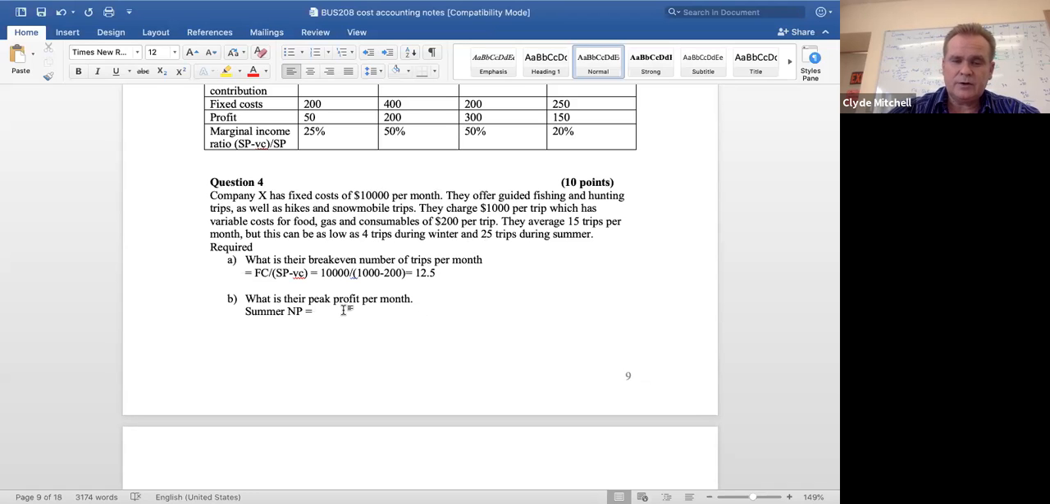What would their peak profit be? Well, let's remember our equation. We are dealing with selling price minus variable costs, multiplied by the trips, minus the fixed costs. So in the summer, we have $1,000 for revenue, $200 variable costs. We're dealing with up to 25 trips, and our fixed costs of 10,000. And so 25 times 800 is 20,000. So our profit would be $10,000 a month in the peak summer months.